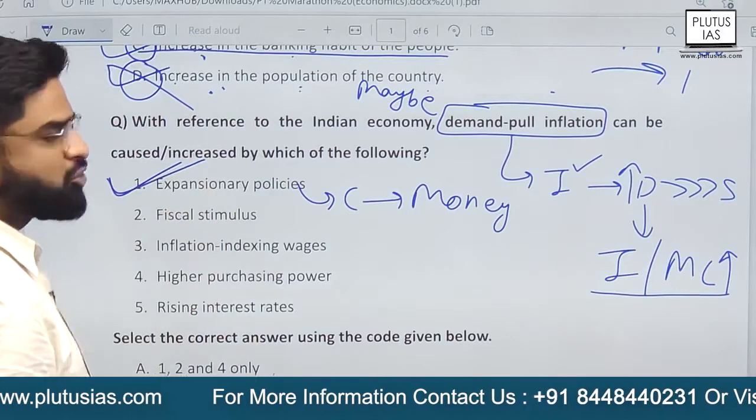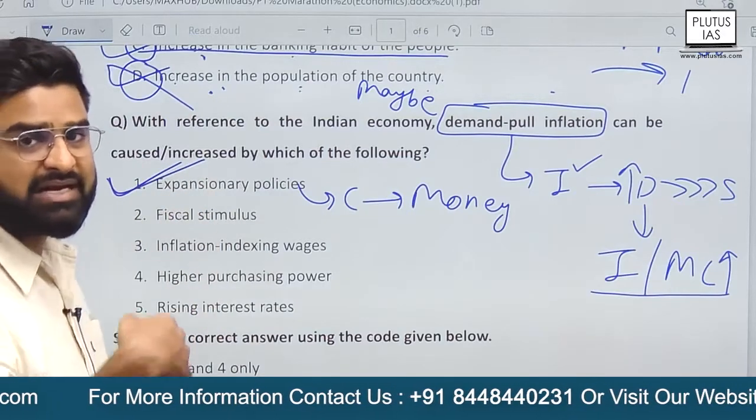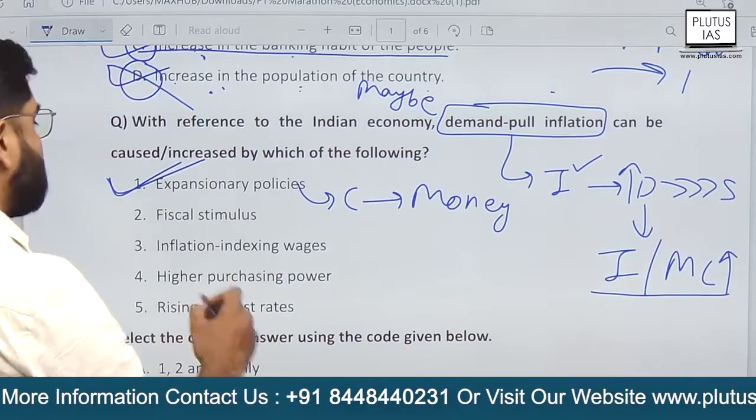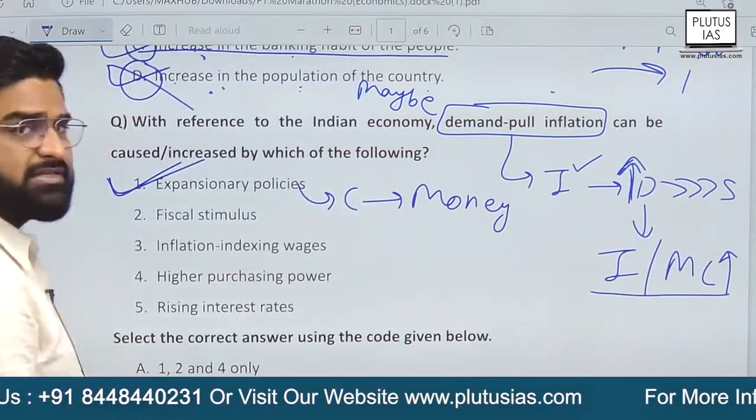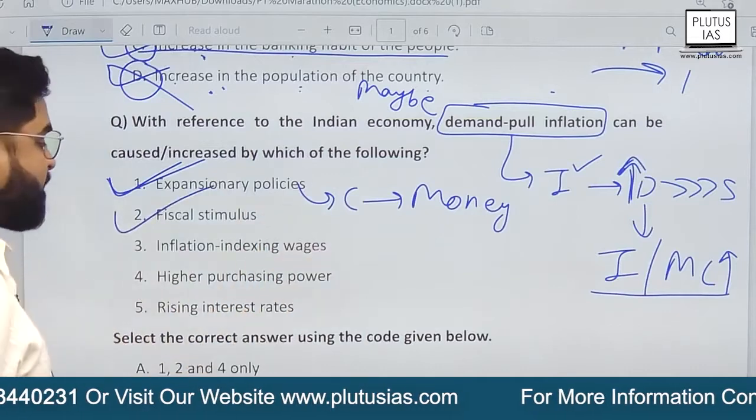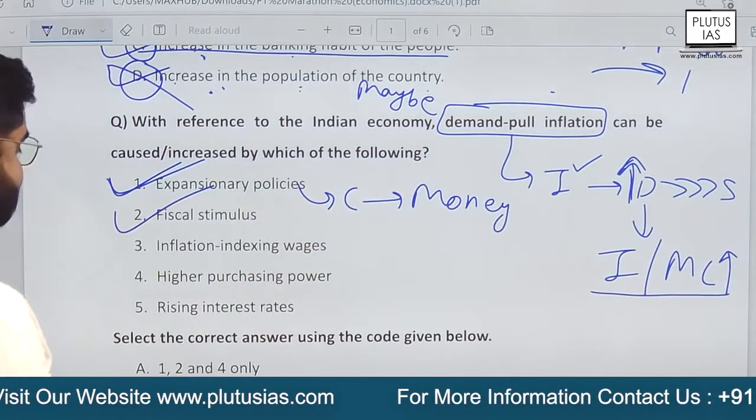Next is fiscal stimulus. Fiscal stimulus means when the government itself spends a lot. And of course, if the government spends a lot, demand will increase in the market. It means inflation will increase. Right statement. Inflation indexed wages.